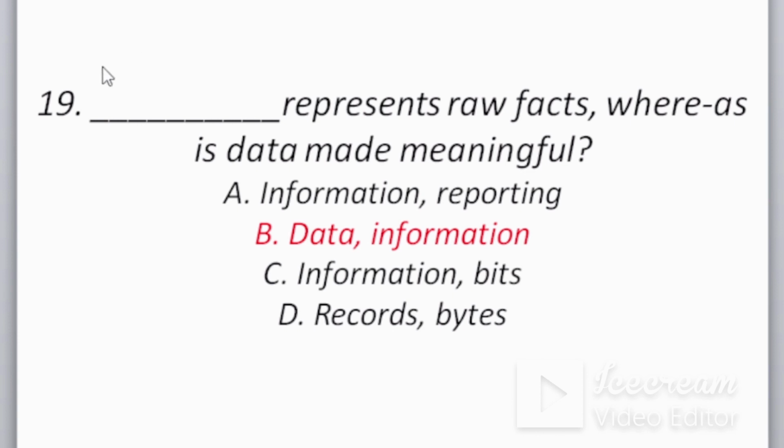Number 19, dash represents raw facts, whereas dash is the data made meaningful. A, information reporting. B, data information. C, information bits. D, record bits. The correct answer is data information.